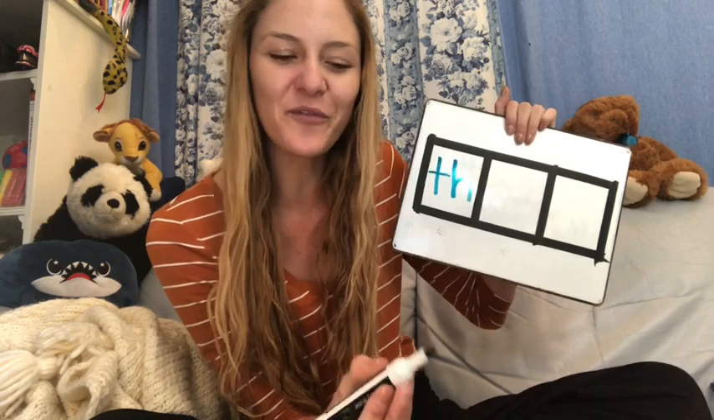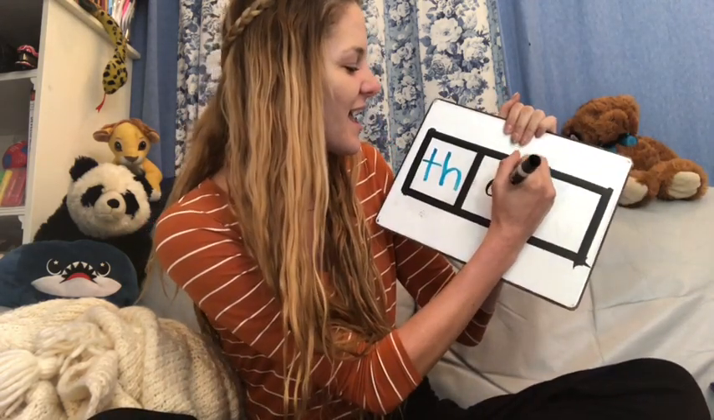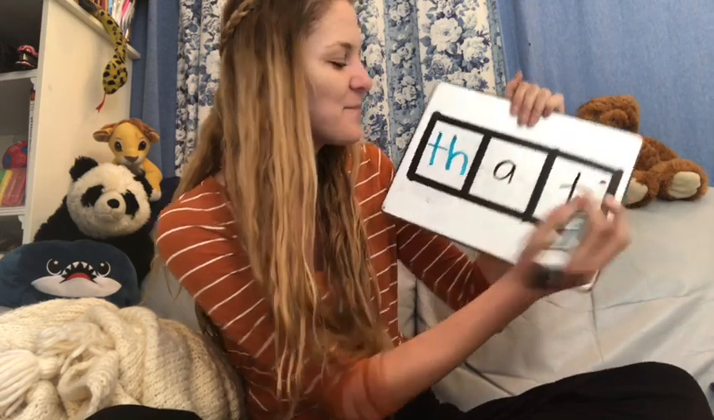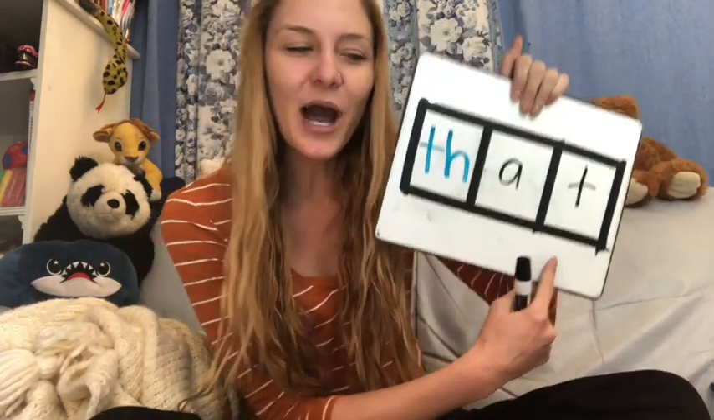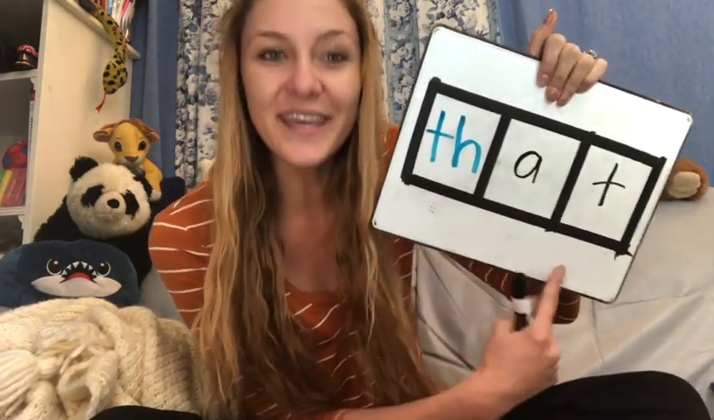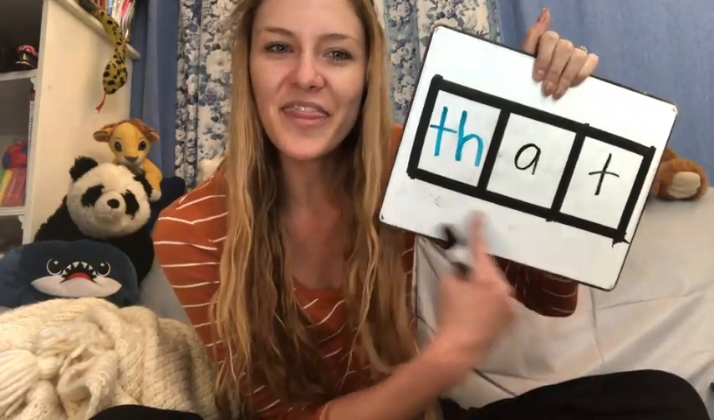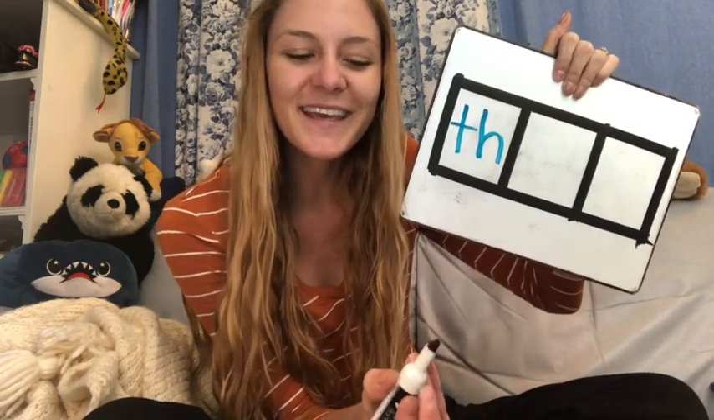At. We know that from our word families from before. At. What are those two sounds? At. That. Awesome. So if this is the word that, how would we change it to be this? This. Change to this. Is. What's the middle sound? I.